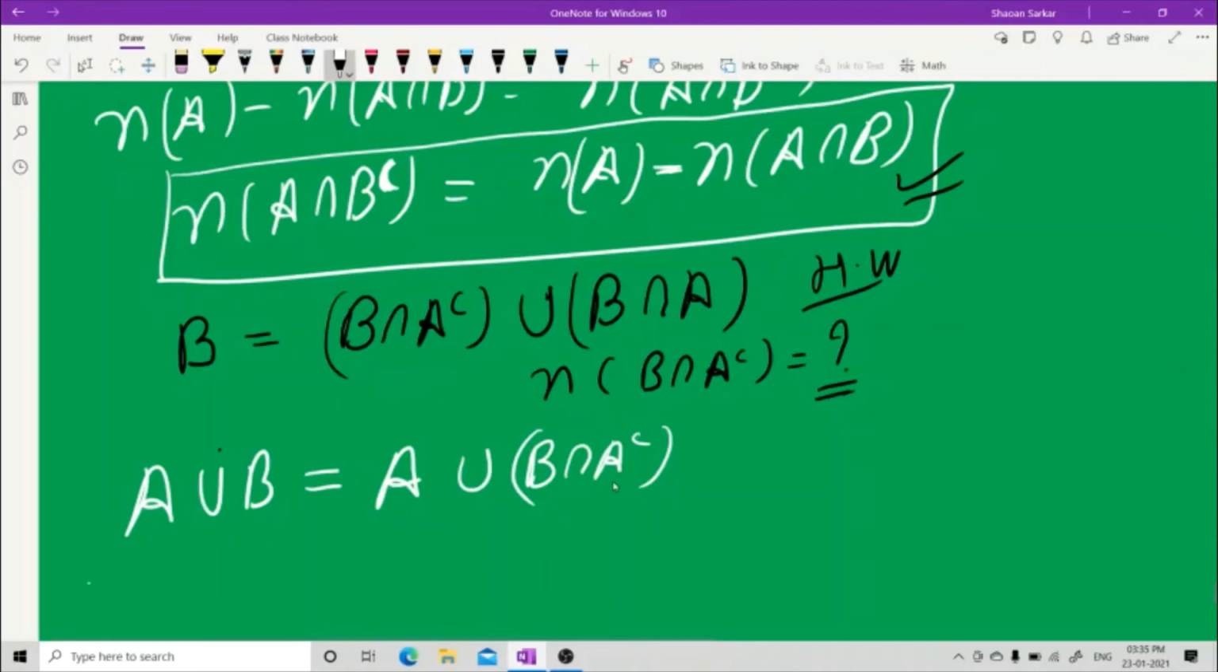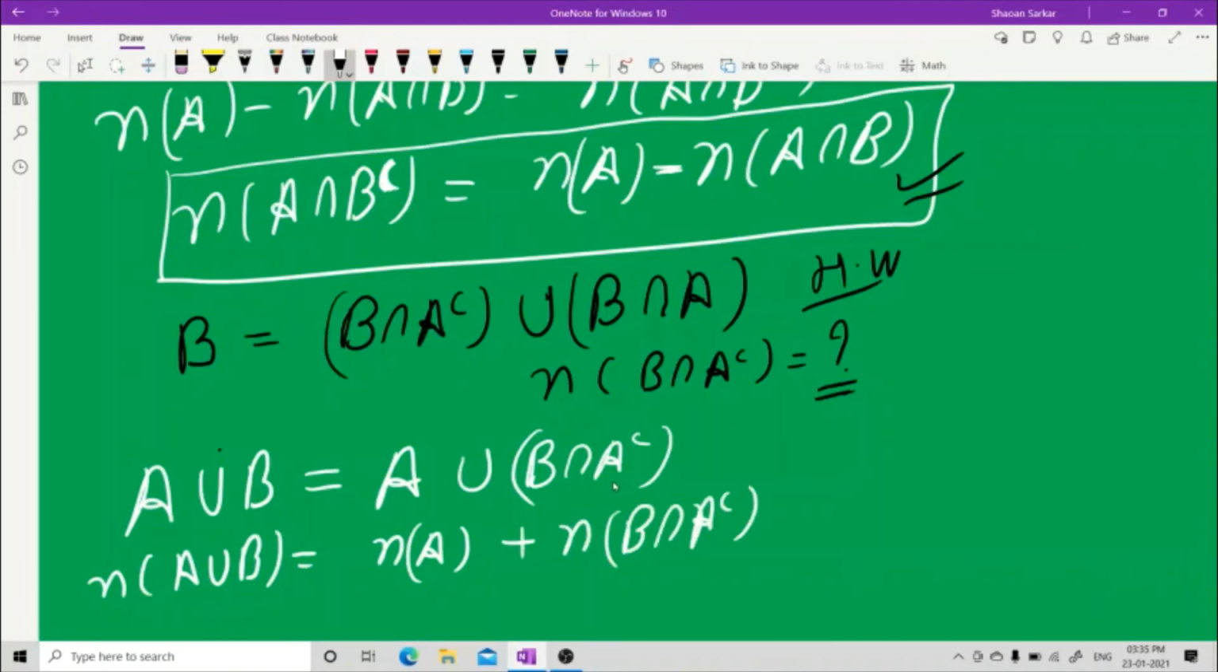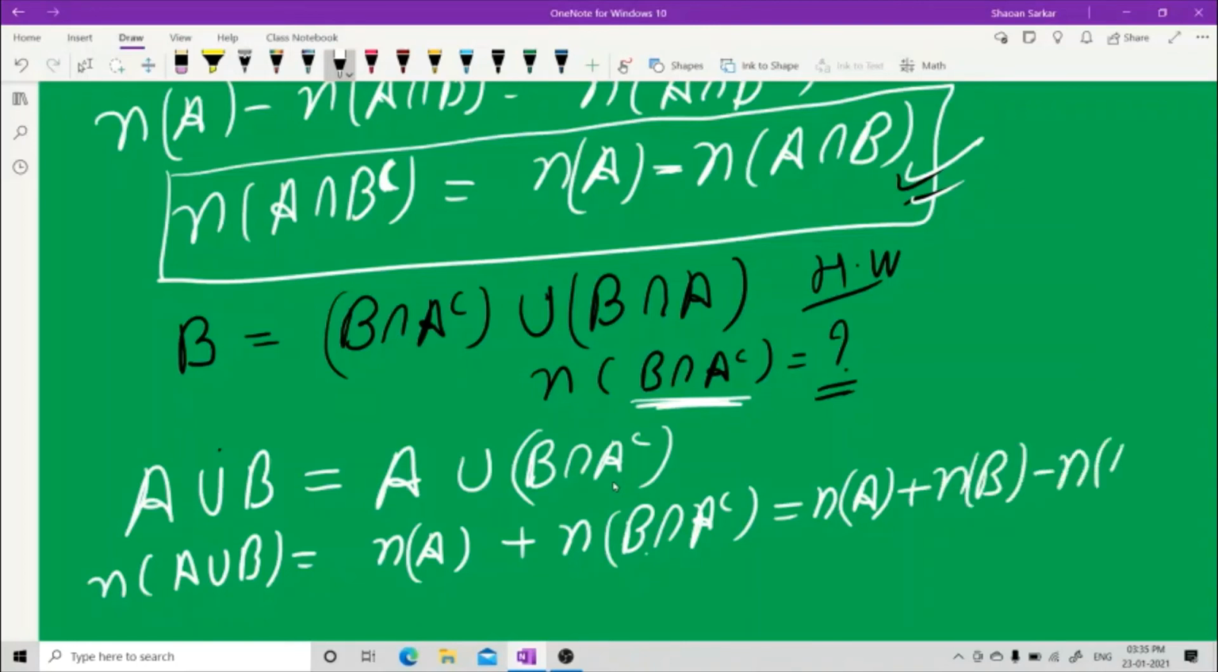Now try to find out n A union B is equal to n A plus n B intersection A complement. Use this equation. So this will become n A plus n B intersection A complement, which you will find from here. You will get the answer. This will be n B minus n A intersection B. Okay, I gave you the answer here. This is a very, very important equation.